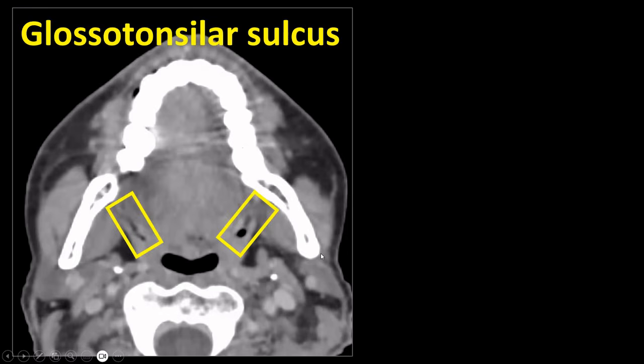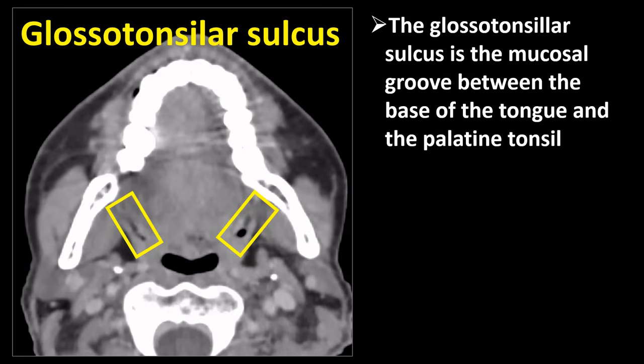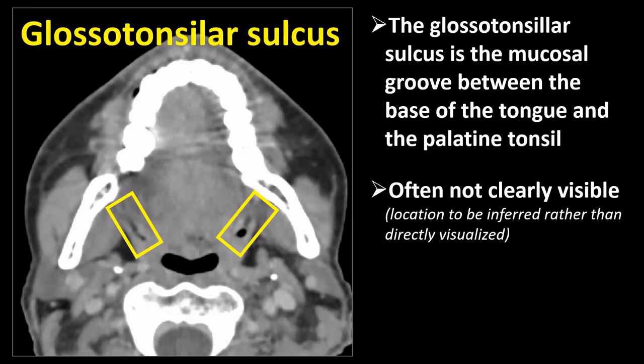Yes, it is this very fine mucosal recess called the glossotonsillar sulcus. And what is the glossotonsillar sulcus? It is a very small mucosal groove located between the base of the tongue and the palatine tonsil. It's often not clearly visible on imaging studies because the mucosa lies completely opposed to one another. Here we can kind of see it because we see some air lining it, but in a lot of cases you can't really see it.